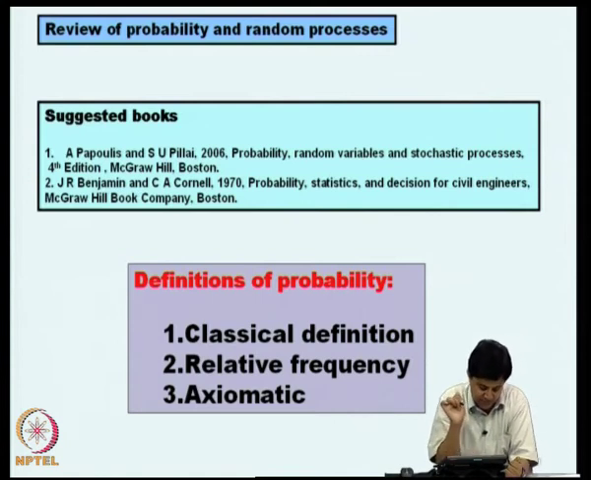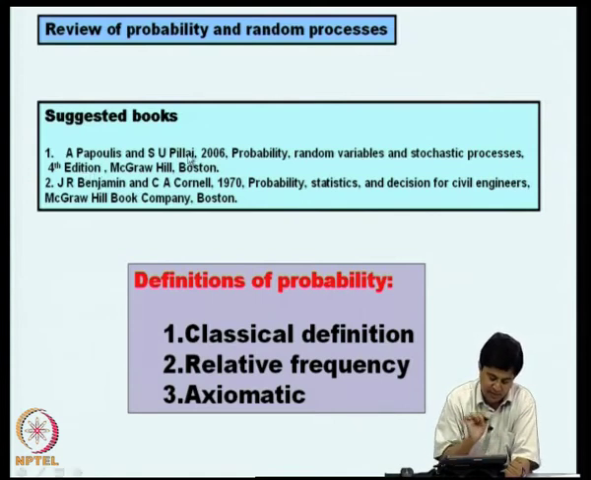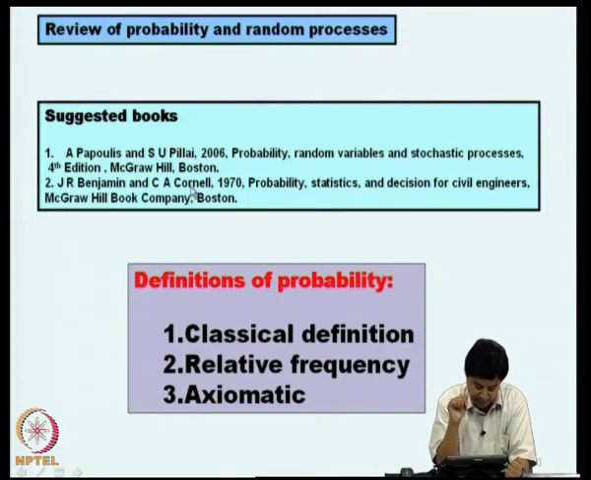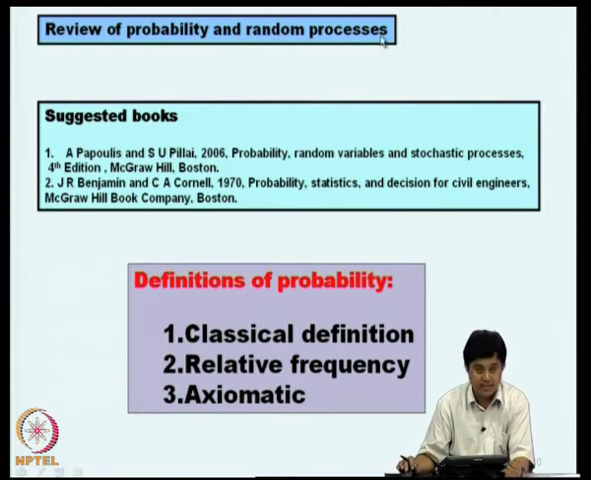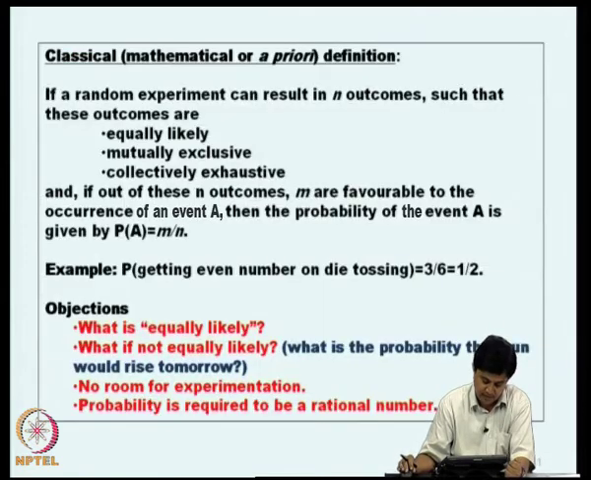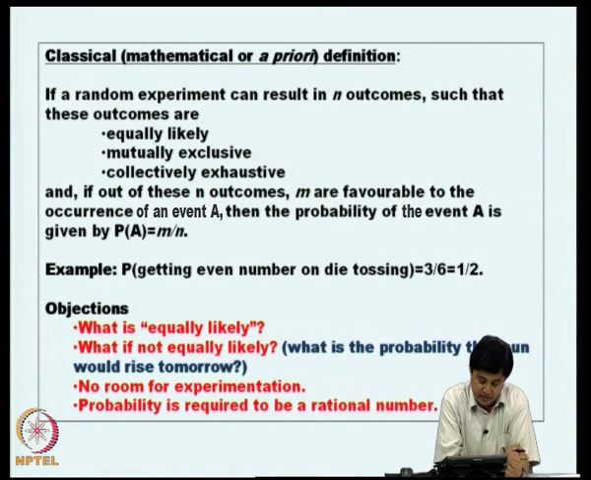There are two books which I am suggesting for this review of probability and random processes. The one is by Papoulis and Pillai, the other one is by Benjamin and Cornell. So, let us begin now by considering how to define probability. In the existing literature, there are three definitions. One is the so called classical definition, the other one is what is known as the relative frequency definition, and the third one is known as axiomatic. So, let us start with the classical definition of probability.